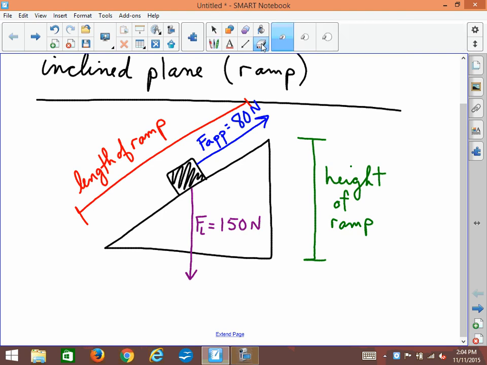The other thing I might do here is, instead of saying F applied, why don't I just call this the effort force, because that's what we've been calling it, right? This is you pushing or pulling. So that's the effort force, and this is the load force. And then you might say, well, how come then the effort force is not pulling against the load directly? It looks like it's on a weird angle. And again, that's because of the ramp. But you still are fighting the weight of this object.